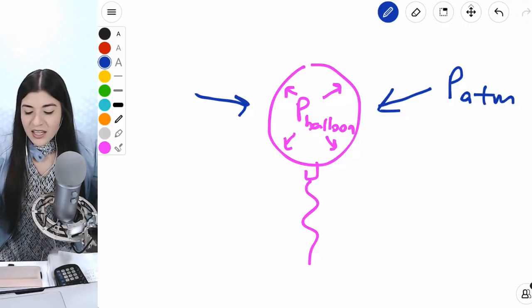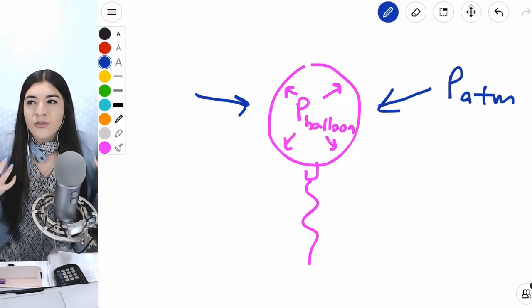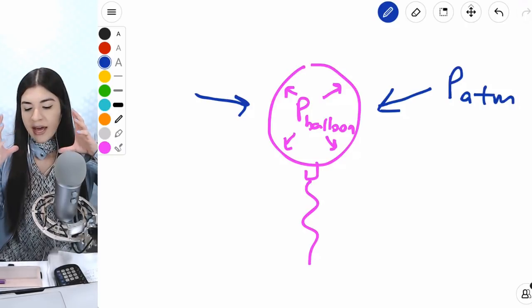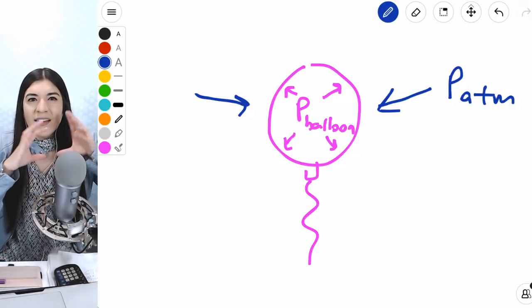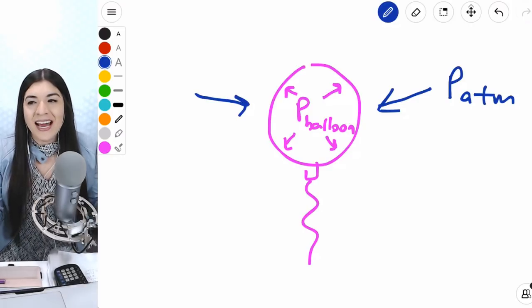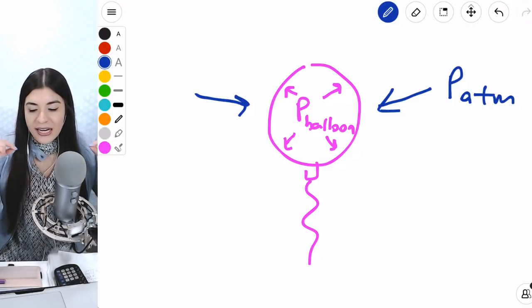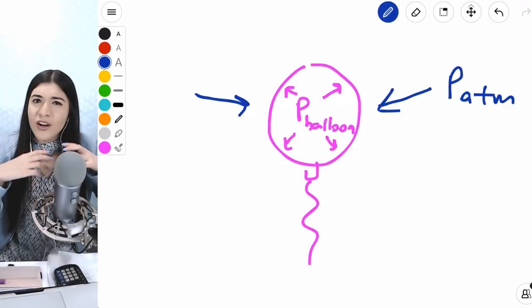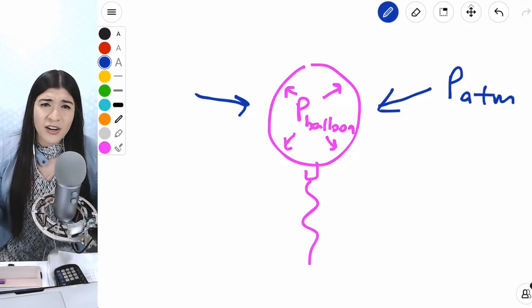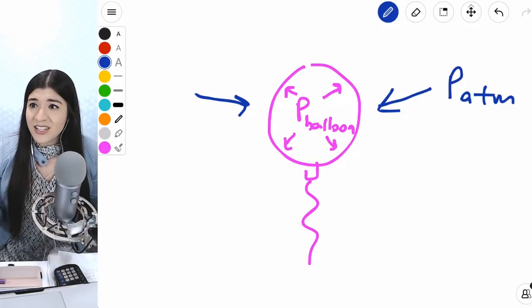Think of it also this way: inside the balloon, you think of it kind of like a container, right? We're containing that air or that pressure within that balloon, yet the atmosphere is so large and we're not able to contain it per se. So that's why the pressure inside the balloon is going to get smaller and smaller as we go higher and higher in the atmosphere, because our atmospheric pressure increases. That's the concept.